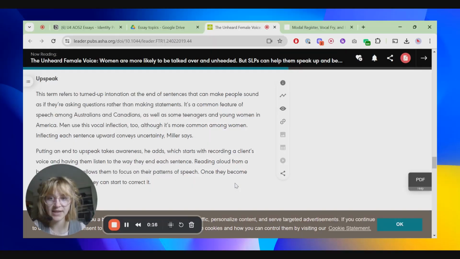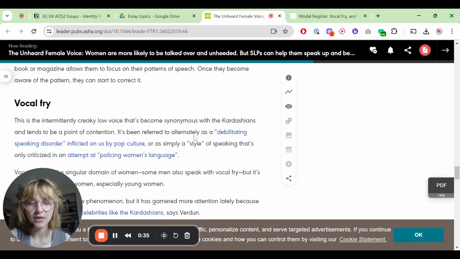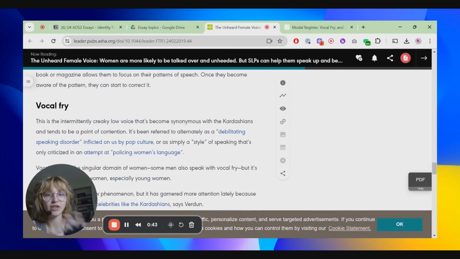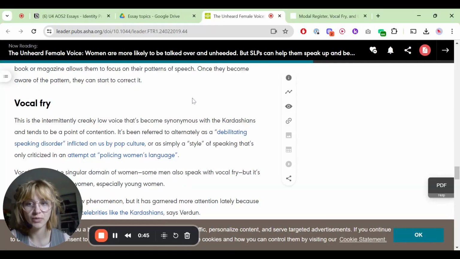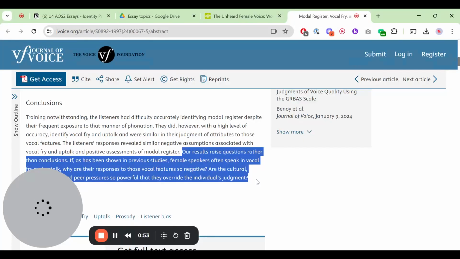It's more common in women, it says, and each sentence upward inflection conveys uncertainty, which makes sense if you think about it. We classically have rising intonation at the end of questions. So it makes sense that with uptalk, it seems that we are conveying some sort of uncertainty. There's a lot here on vocal fry as well, which is a different sort of physiological thing, it's to do with the creation of the sound itself, so more phonetics. So definitely have a read. It's worth going into.